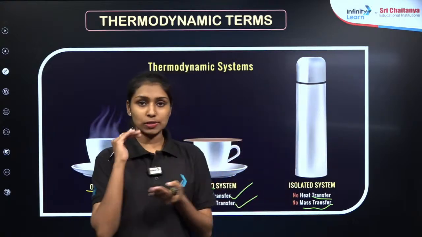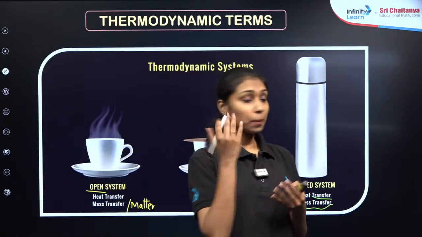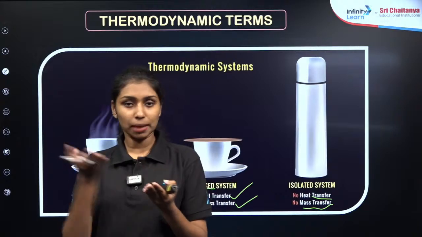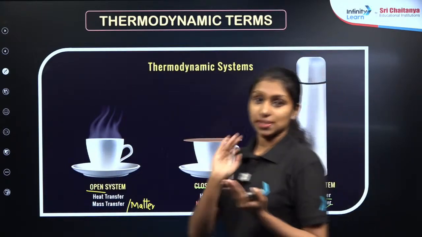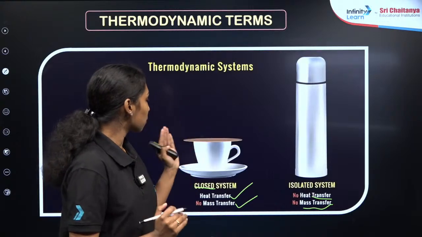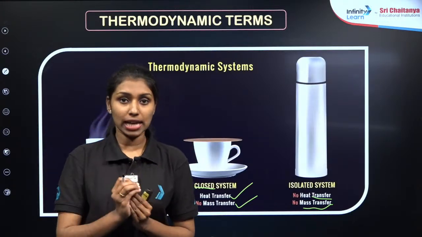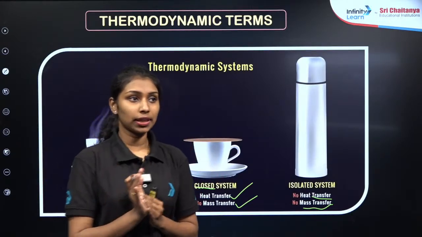Here you can see this is a thermos flask, right? Thermos flask we use to keep hot water, to maintain the heat continuous, right? To make the heat constant, we are using the thermos flask. So in the case of a thermos flask, we can take it as an isolated system. Clear?